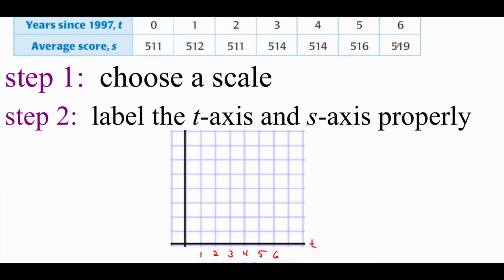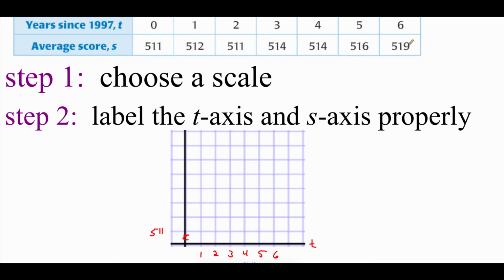Now, if I look at those s values, those are some pretty big numbers. So I can't count by ones because that's going to take me forever to get up to 511. So the very first thing I need to do is skip a whole bunch of values. And we can show that by doing a little squiggly line on our axis. That means that we're skipping a whole bunch of values. Now, my first s value, or my lowest s value, is 511. So I'm going to put that on this first line here after my squiggly line.